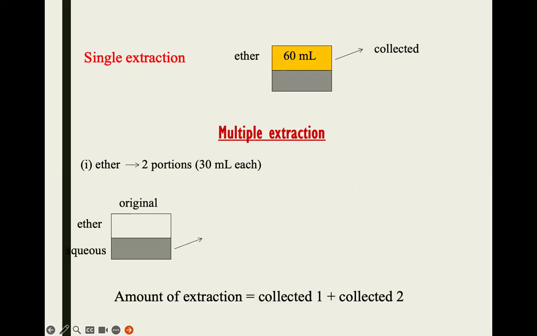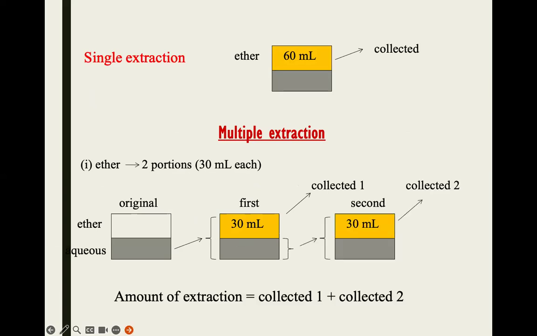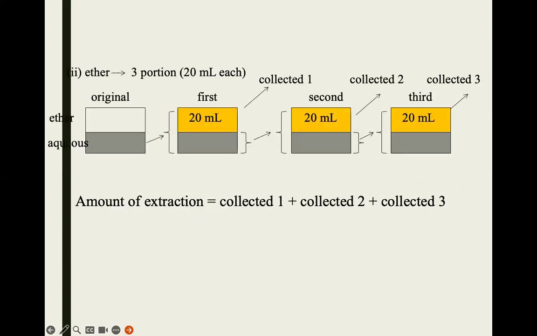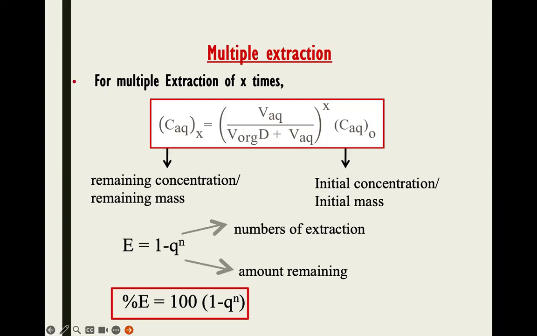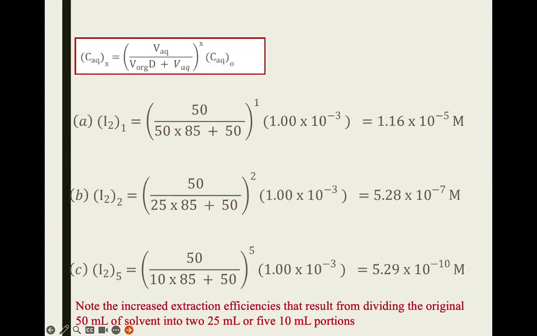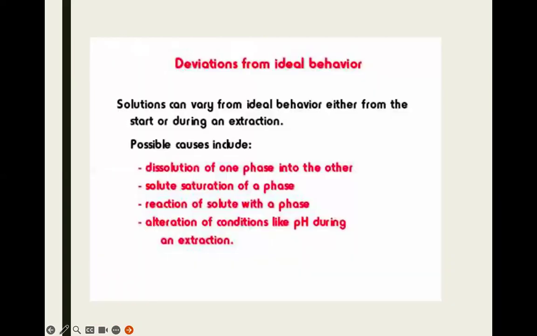All right, you can see that using multiple extraction, the amount collected is much more compared to the single extraction. So this is the formula if you want to calculate using multiple extraction, where X represents the number of extractions. This one I think is common sense, but you can calculate using a mathematical equation. So I'm not going to discuss this.